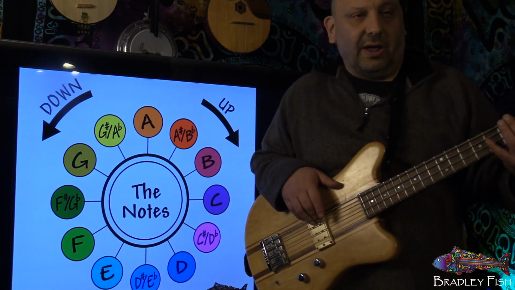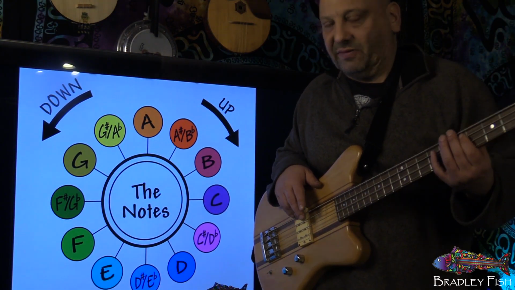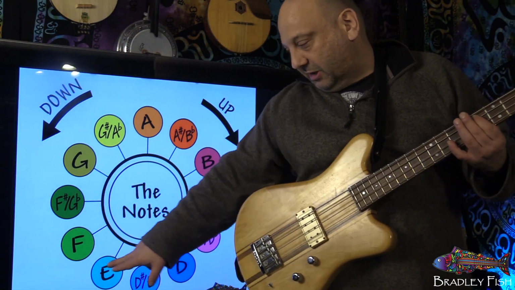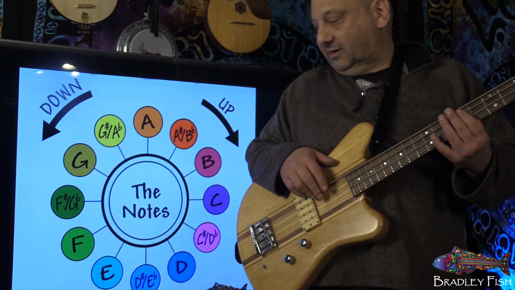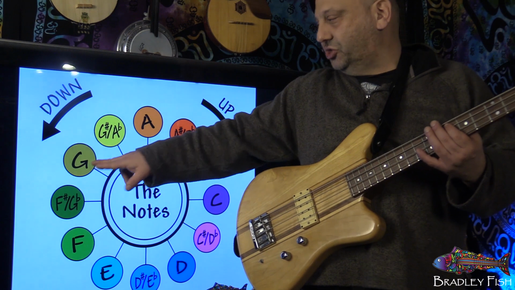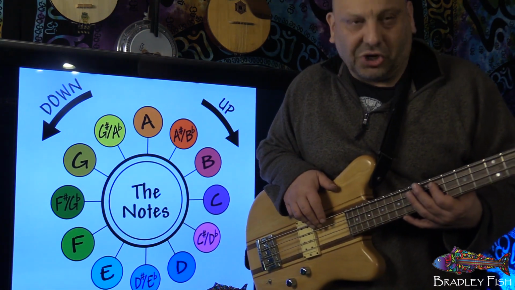Okay, so anyway, we were on the 5th fret D. Go up another fret, 6th fret. That's D sharp or E flat. Go to the 7th fret, E. Go to the 8th fret. We skip straight to F. Go another fret up, F sharp or G flat. Go to the 10th fret, G. 11th fret, G sharp or A flat.